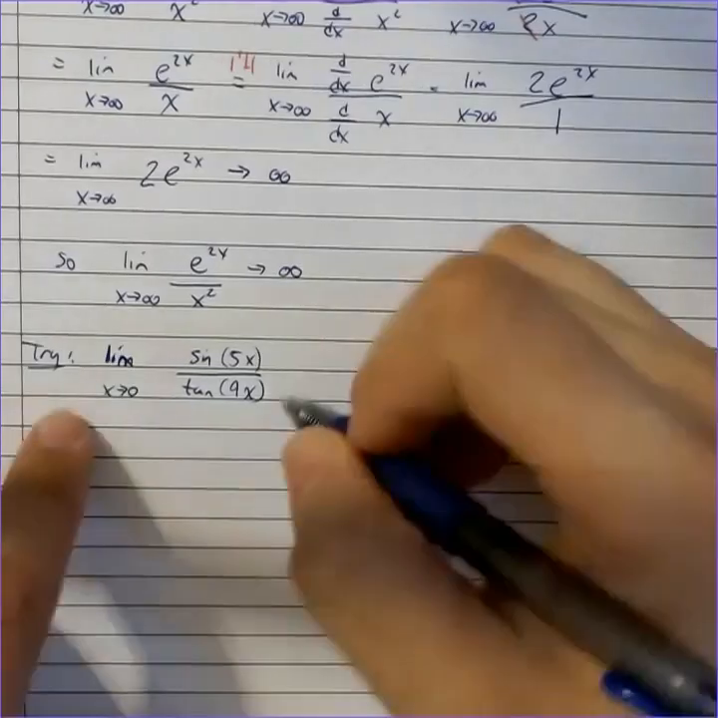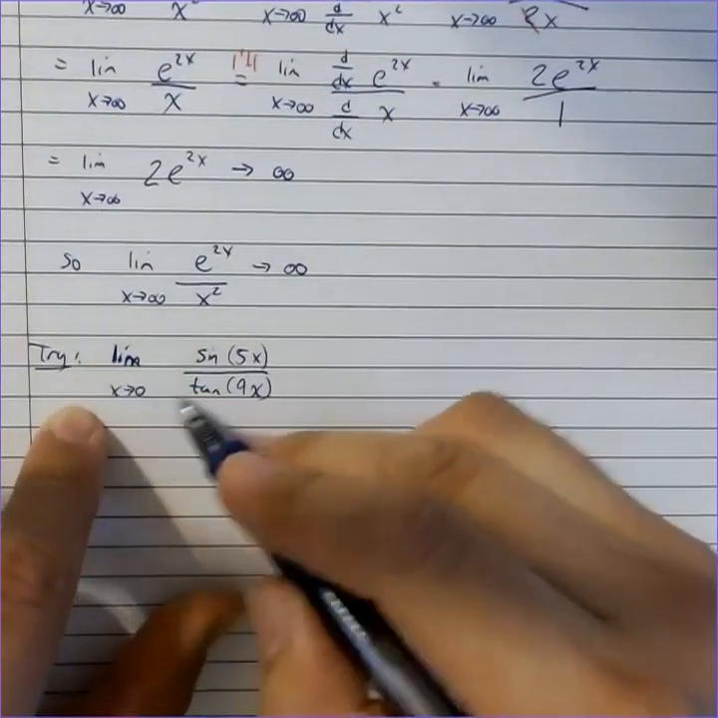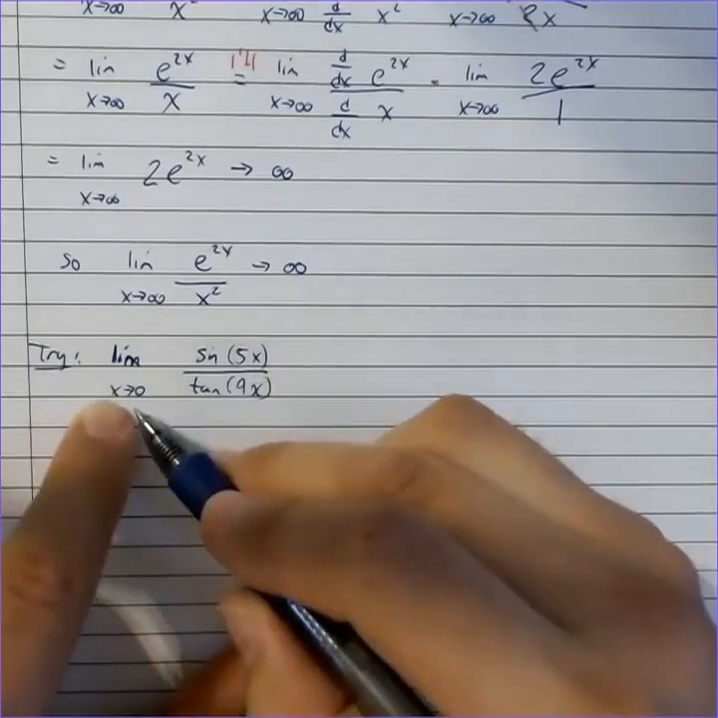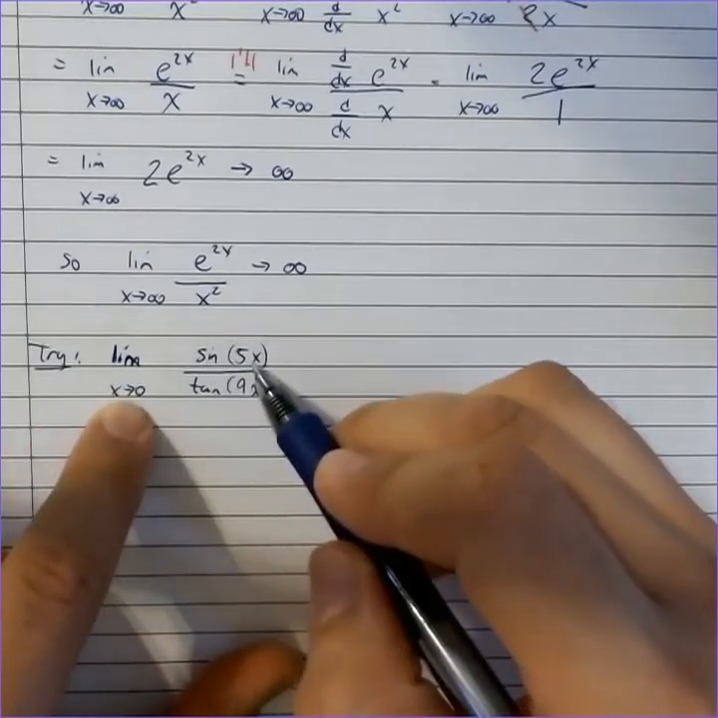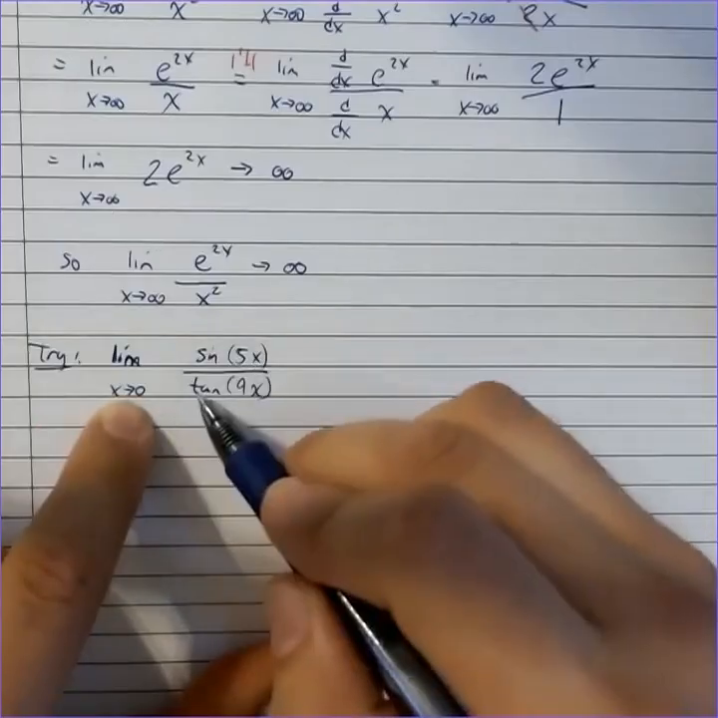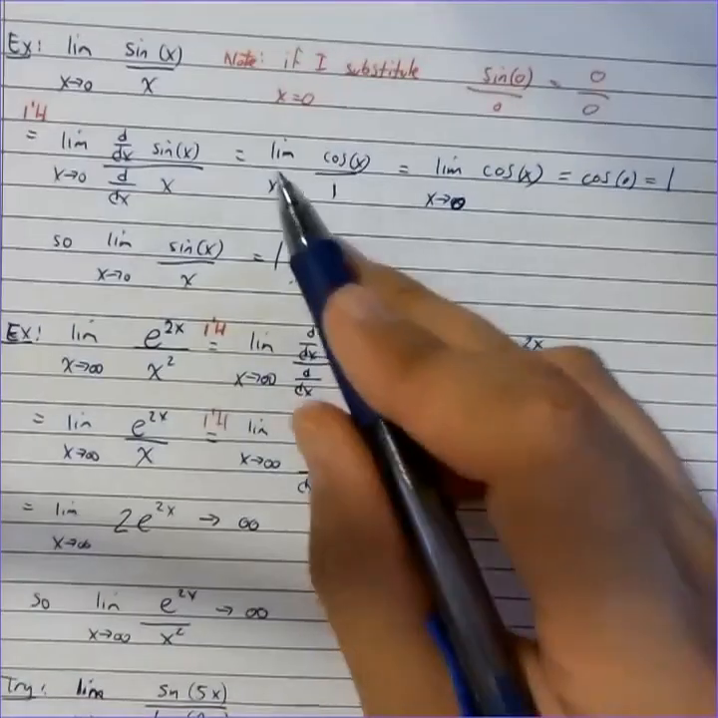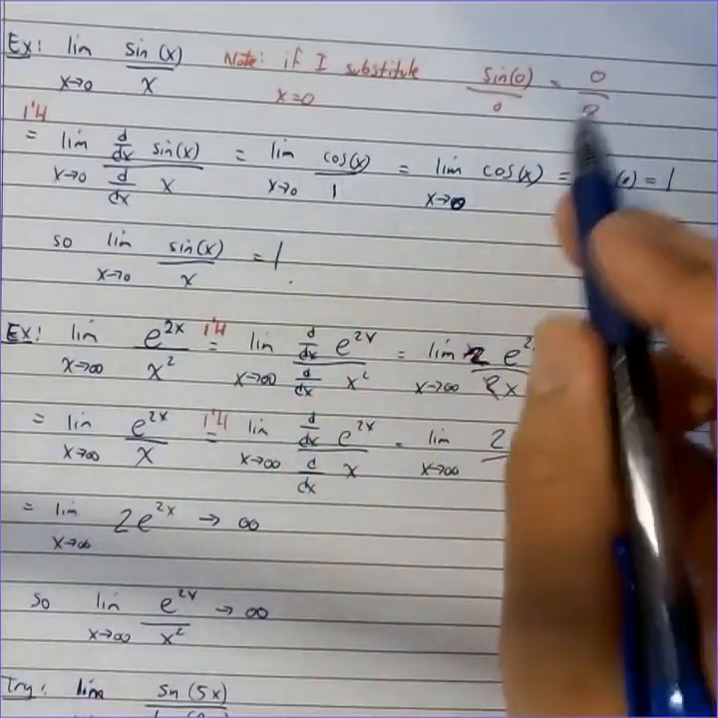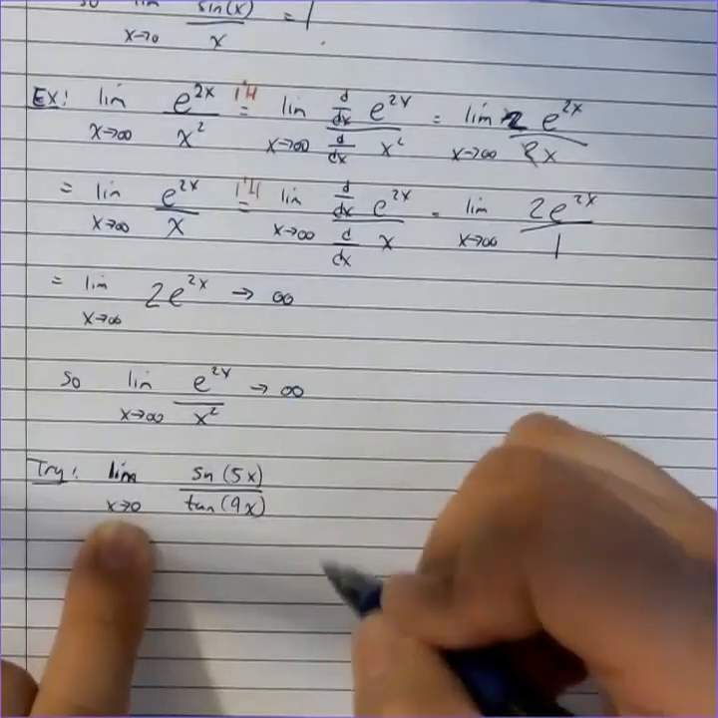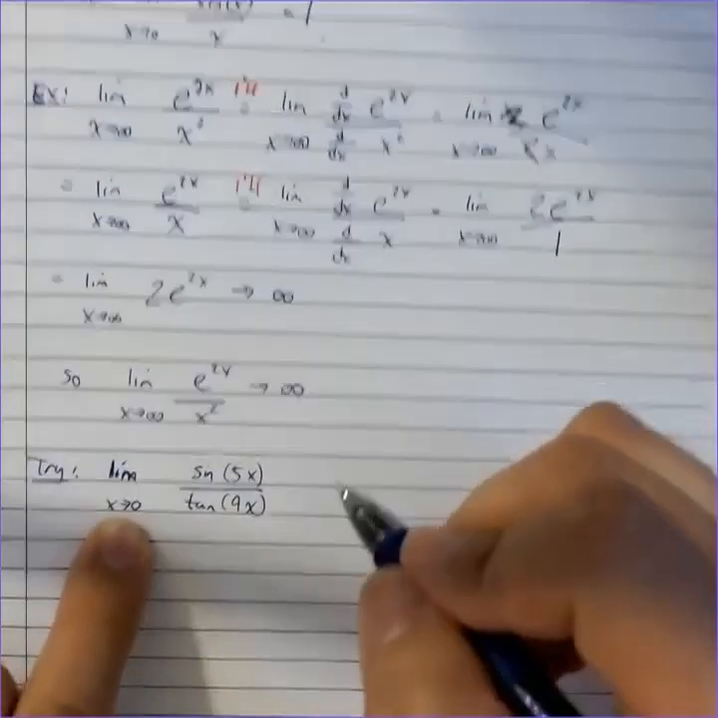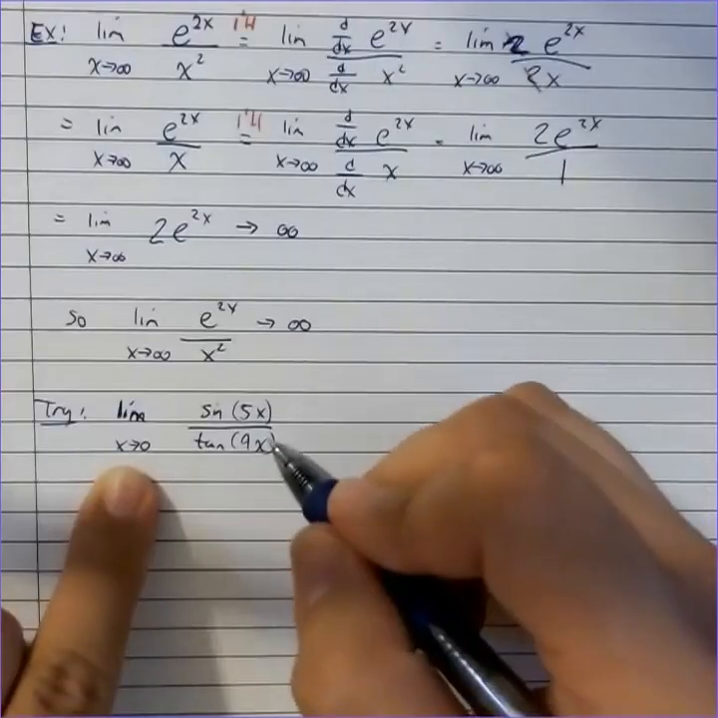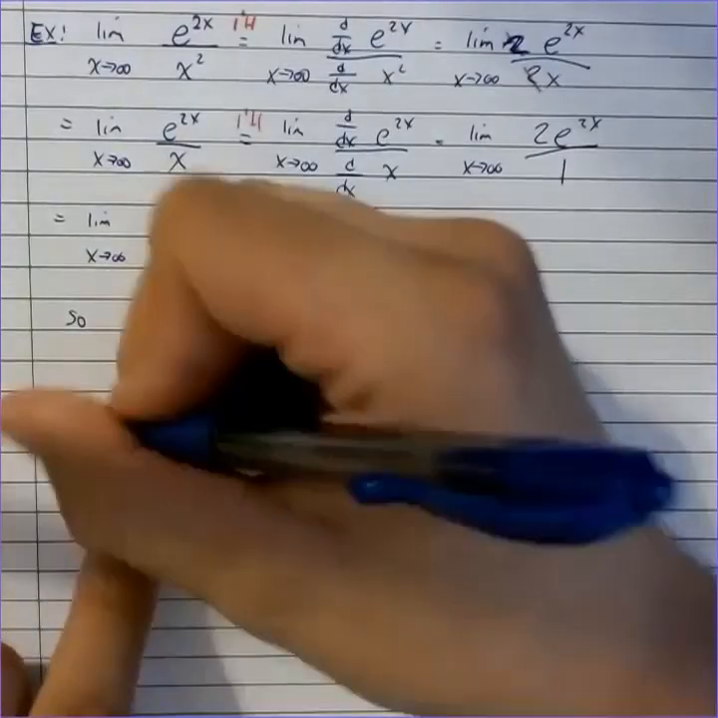Okay, so let's take a look. We're going to take the limit as x approaches 0. Notice if I just try to plug in 0, that's going to be sine of 0, which is 0, over tangent of 0, which is also 0. So just like that first example, 0 over 0 is indeterminate. So here we can use L'Hopital's rule.